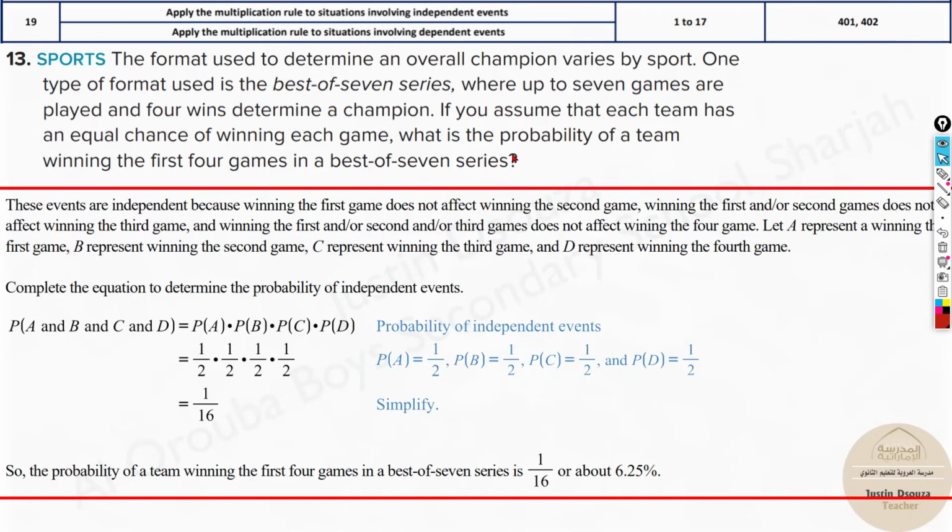That's it. We know that equal chance means it's 50% or 1 by 2. It's like tossing a coin. Now, how many games are being played? 4 games. So multiply it by half, half, half, half. It'll be 1 by 16.